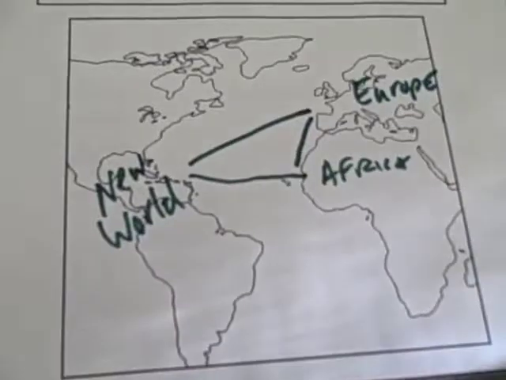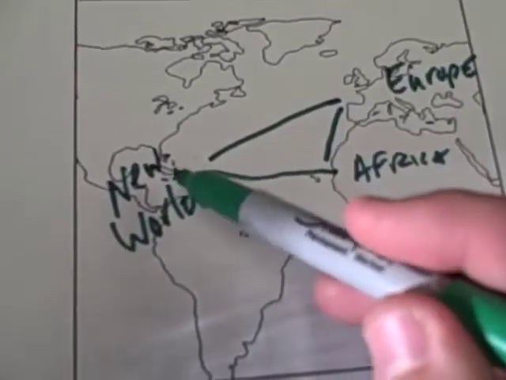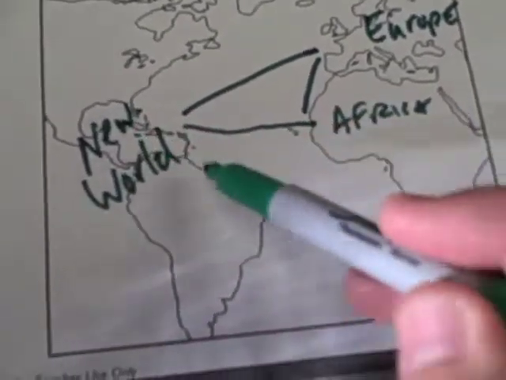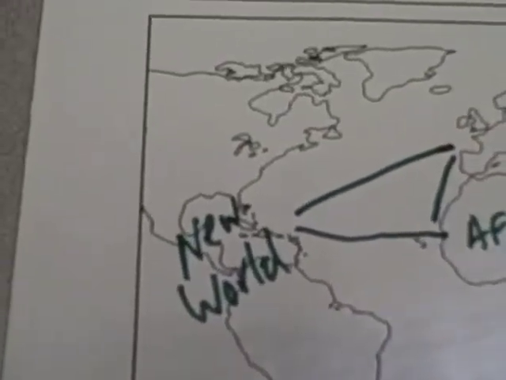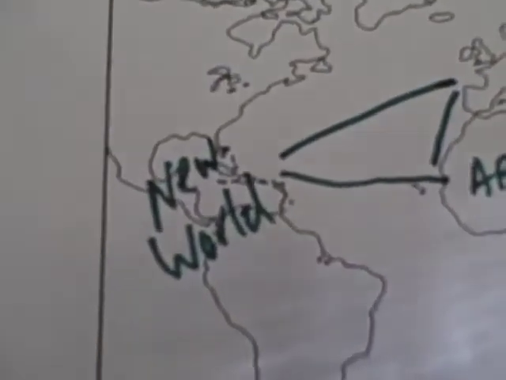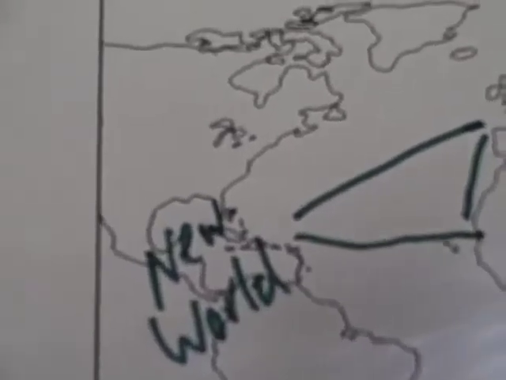Now, when we look at this triangle the way it's set up, the New World is really referring to the Caribbean and certainly South America. And we still know that there's plenty of colonies going on in North America, but our real focus is going to be on the Caribbean.